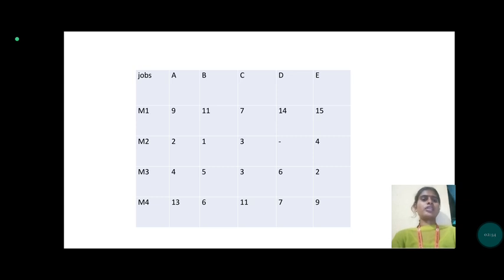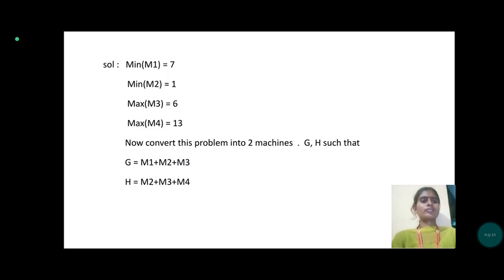Jobs are A, B, C, D, E, and we have M1: 9, 11, 7, 14, 15. Here we have the M2 machine: 2, 1, 3, 4, and M3: 4, 5, 3, 6, 2, and we have machine 4: 13, 6, 11, 7, 9. For that problem we have a solution. Minimum of M1 is equal to 7 and minimum of M2 is 1 and the maximum of M3 is 6 and maximum of M4 is 13.